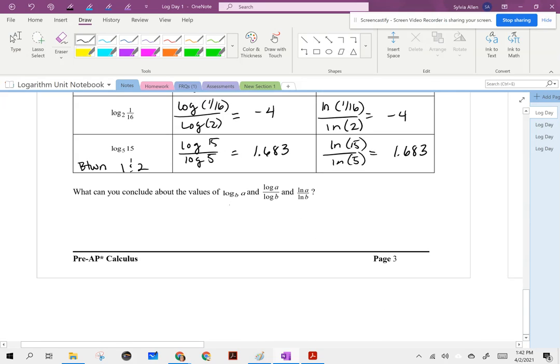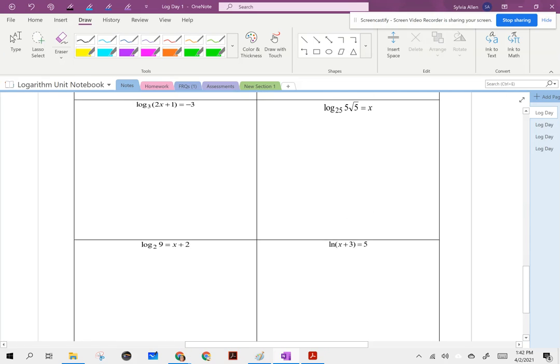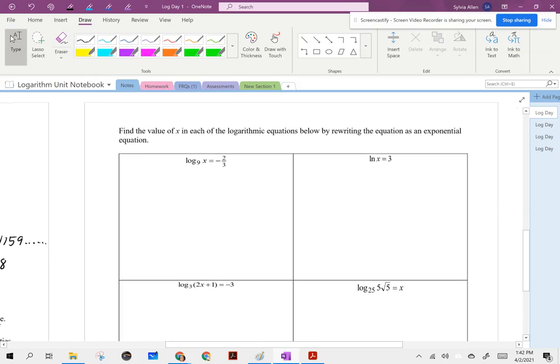All right, so what can you conclude about the values of log A over log B and ln A over ln B? So it's still, again, the change of base formula. If you're given log base B of A, it's equal to log A over log B, or ln A over ln B. Okay. All right, let's take a look over here. Try these. Let's just try one at a time and then check your work over here.